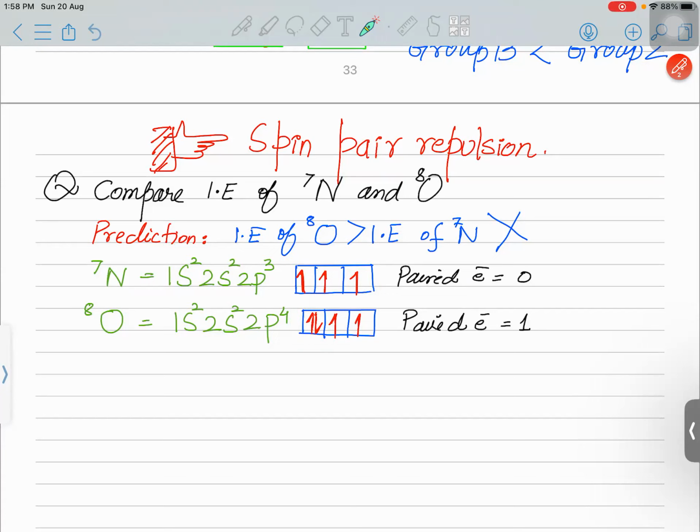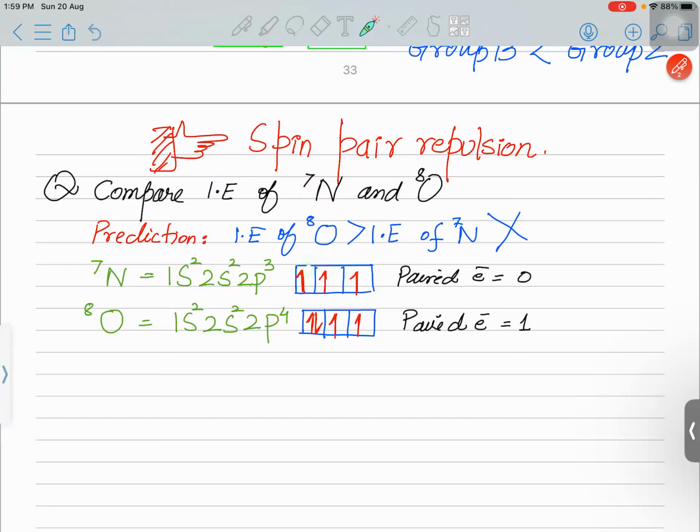If you want to separate two enemies, right? Which one is more difficult, to separate two enemies or to separate two friends? Enemies. So they repel each other. So it's quite easy to remove one electron from oxygen. This is called spin pair repulsion.